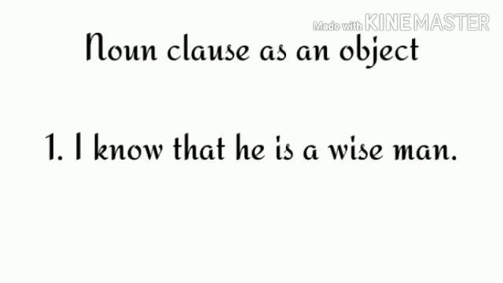Now, let us look at an example of a noun clause working as an object. I know that he is a wise man. So, I know what? That he is a wise man. Therefore, that he is a wise man here is a noun clause. Now, this noun clause acts as an object of the verb, I know. So, we know that the object of the verb is a receiver of the action. I know what? That he is a wise man. Hence, that he is a wise man is the noun clause acting as the object of a verb.